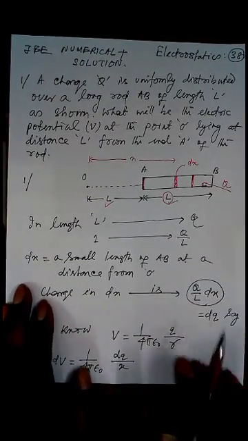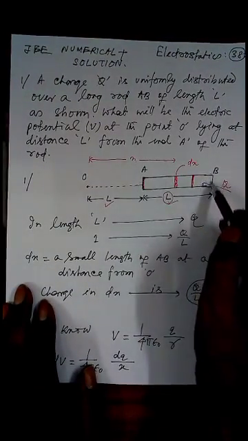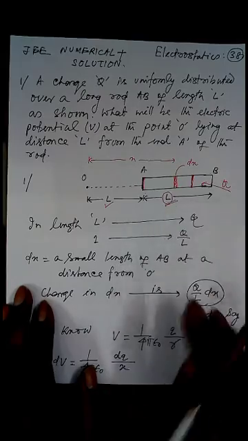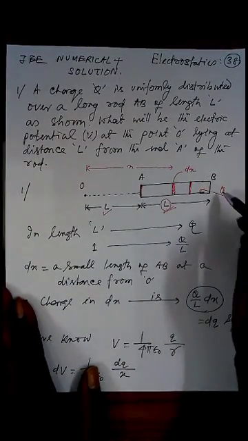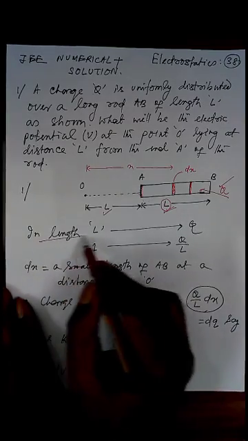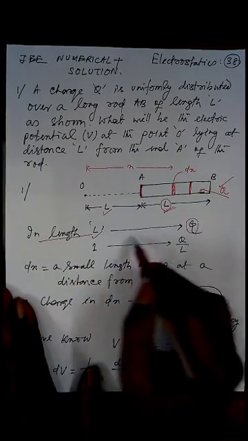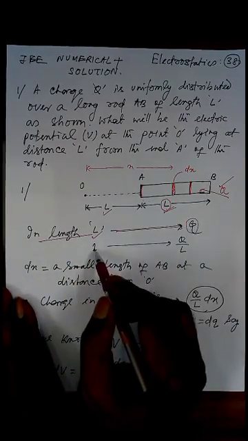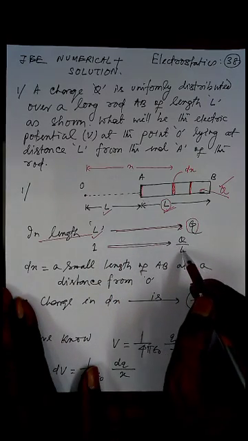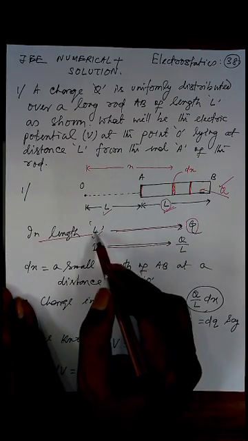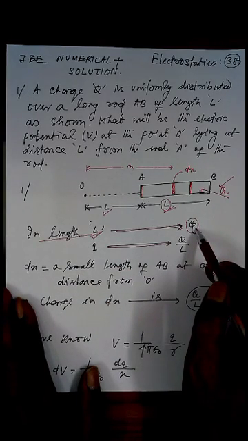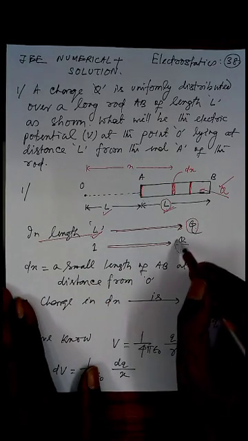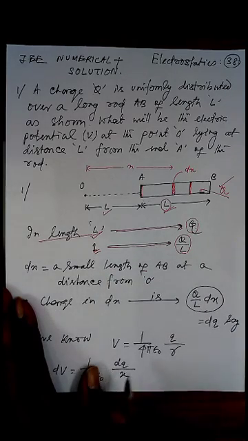So the length of the rod AB is given as L, and it is also given that in length L, Q charge is distributed. So in unit length, the charge distributed will be Q by L. I come from here to here by dividing this by L. So Q by L is the charge per unit length.